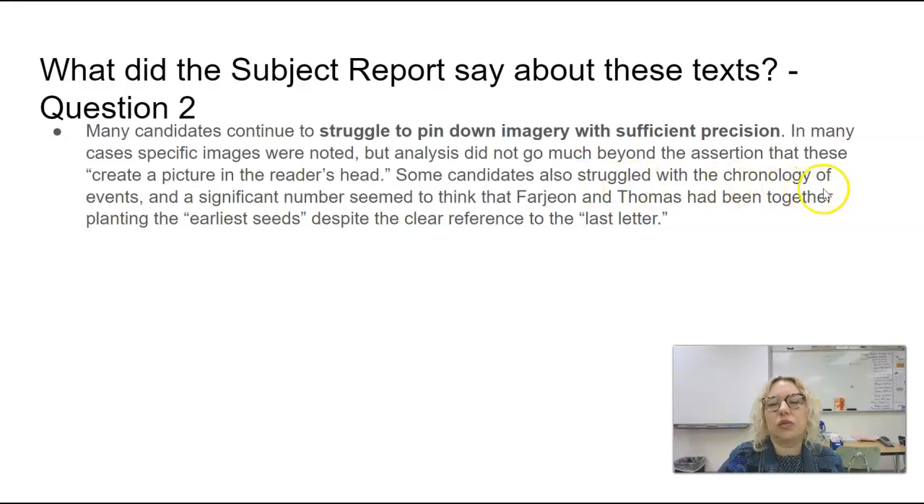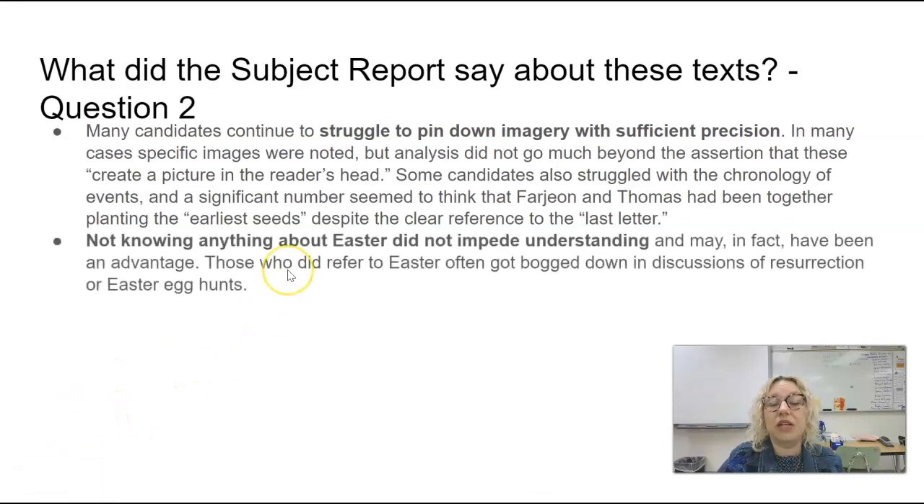Some candidates also struggled with the chronology of the events, and a significant number seemed to think that Farjeon and Thomas had been together planting the earliest seeds, despite the clear reference to the last letter. Not knowing anything about Easter did not impede understanding. So that was nice to hear them say. They don't want you to deal with context. In fact, maybe it's an advantage to not know about Easter. Those who did refer to Easter often got bogged down in discussions of resurrection or Easter egg hunts. So again, avoid context, focus on the text instead.